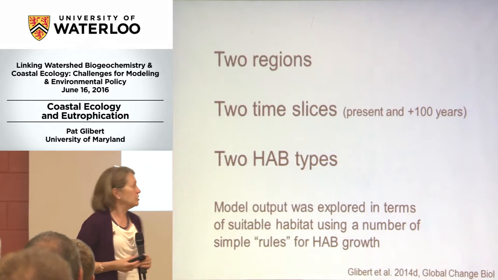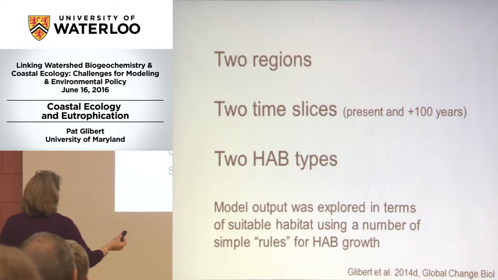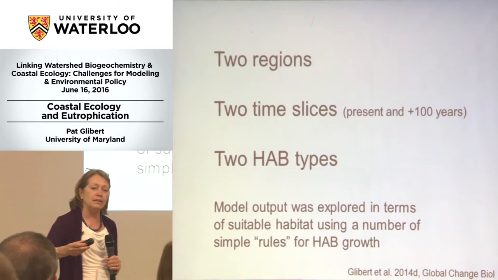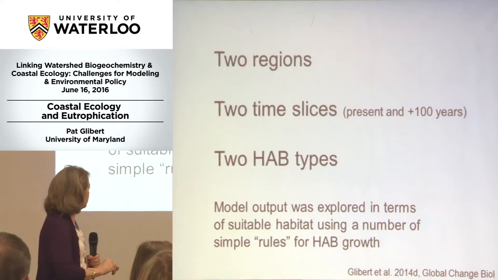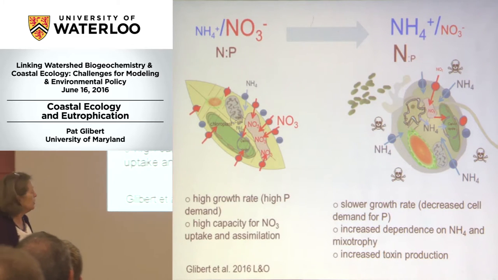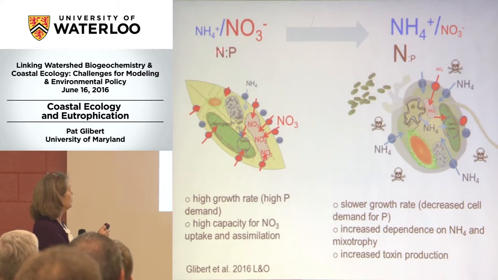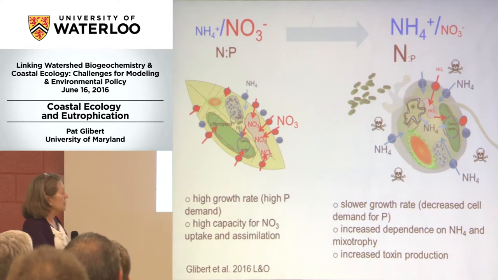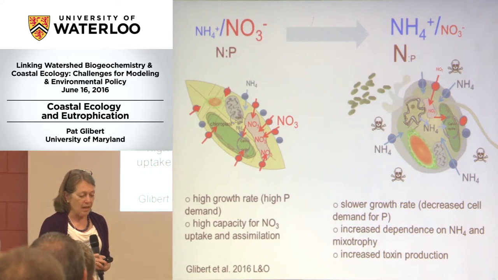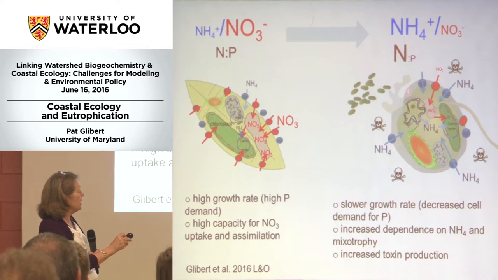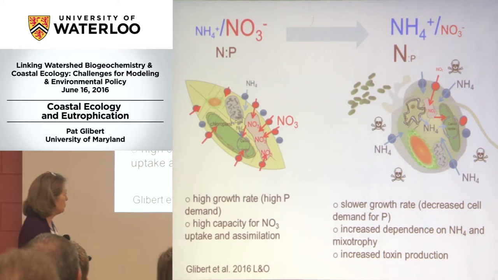So what did we do? We took two time slices, two HAB types, and we explored the output in terms of habitat suitability for HABs. And in terms of habitat suitability, we used some of these notions of changes in nutrient ratios and form, understanding the effects on diatoms and the likelihood for HAB dinoflagellates as we increase ammonium and nitrogen to phosphorus ratios.